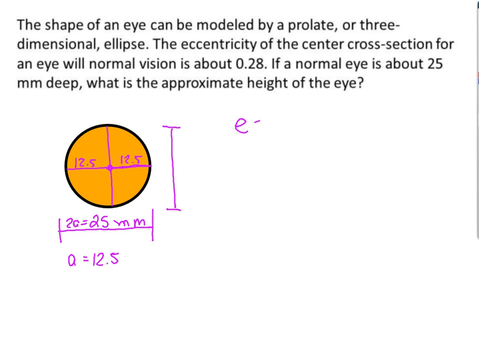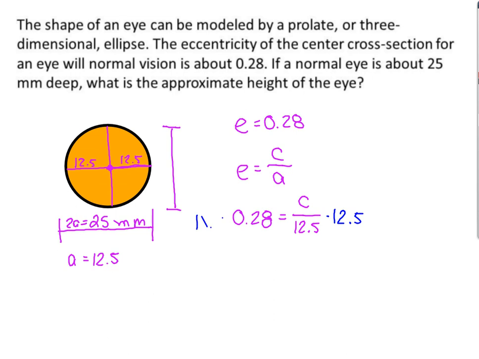Now we know our eccentricity, in this case, is 0.28, and we know eccentricity is equal to c over a. So 0.28 is equal to c over 12.5. We need to get the c value by itself. Right now it's c divided by 12.5, so we are going to multiply on both sides by 12.5. And we will end up with c equal to 3.5.